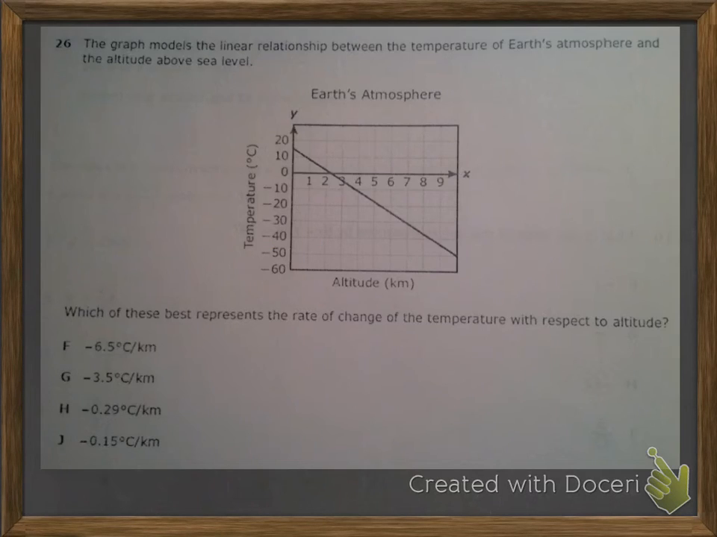All right, now we're on page 6, number 26 at the top. The graph models the linear relationship between the temperature of Earth's atmosphere and the altitude above sea level. Which of these best describes the rate of change of the temperature with respect to altitude? Rate of change, remember, is just another way to say slope with units. Okay, so if I look at my answer choices, all my units are the same, degrees Celsius per kilometer. All my slopes are negative, so I know I've got a negative slope. I could see that from my graph, so I really just got to pick the right number as my slope.